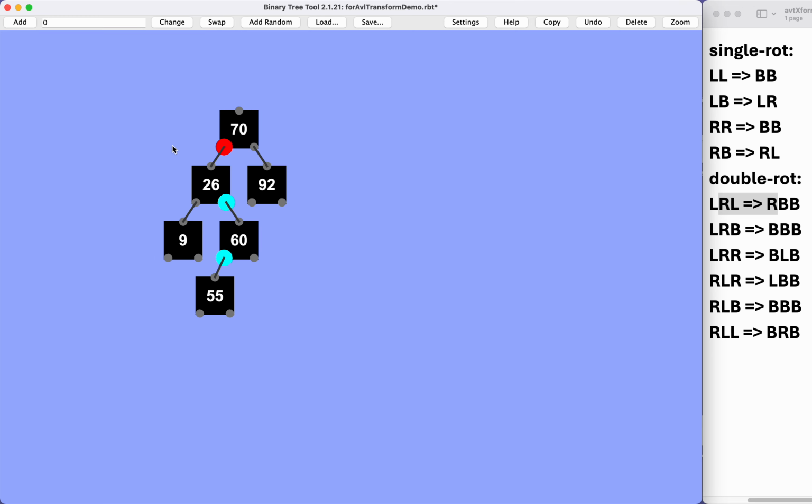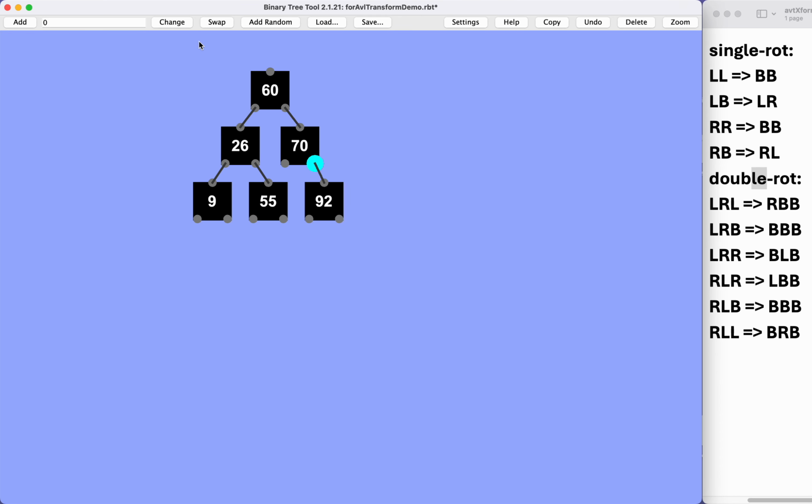And that sets us up in this situation. I have left, right, left. I need to change it to right, balanced, balanced. And in this case, I do a double rotation. It's the 60 that moves up above his parent and his grandparent. And here is the resulting subtree.